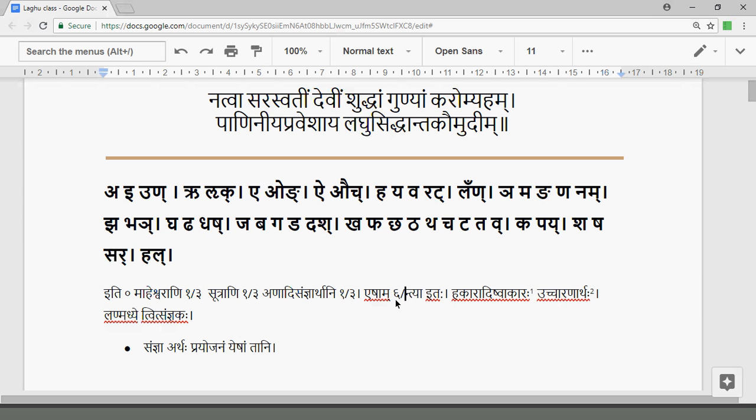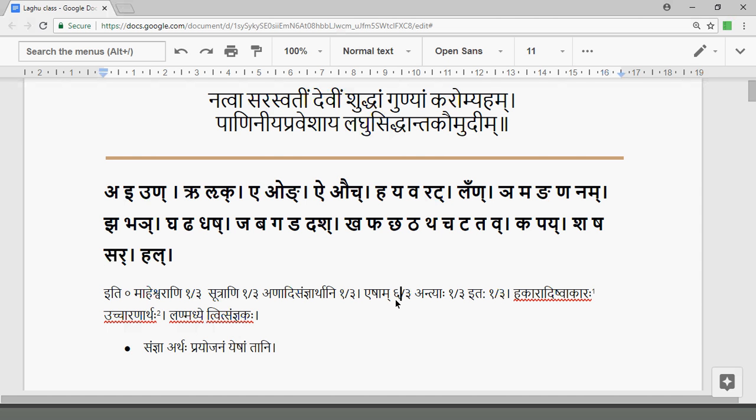Esham is Shashti Bhuvachana. So Esham Antyaha Itaha. Antyaha. Itaha. So Itaha is what? It is the Pratipadika and it will decline like Marut: Marut, Marutau, Marutaha. It, Itau, Itaha. So Itaha is Prathama Bahuvachana.